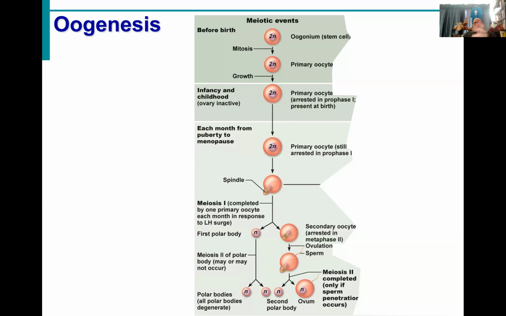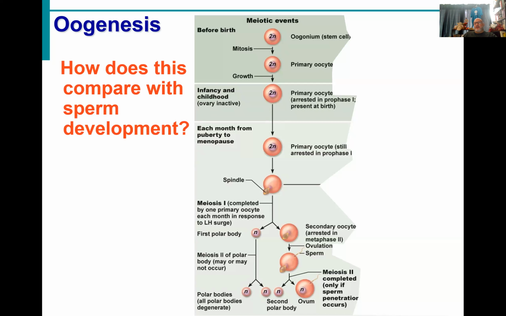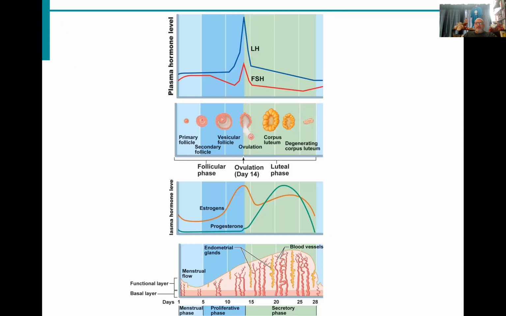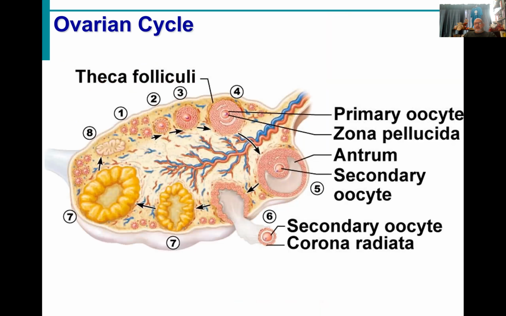oogenesis. But remember, this developing egg isn't just hanging out in the ovary by itself. Remember, it has those support cells that are going to be helping it as well. And so now that we know what's happening with the egg, we have to talk about what's happening in the follicle. And what's happening in the follicle is our ovarian cycle. So what we're going to do next is talk about our ovarian cycle.